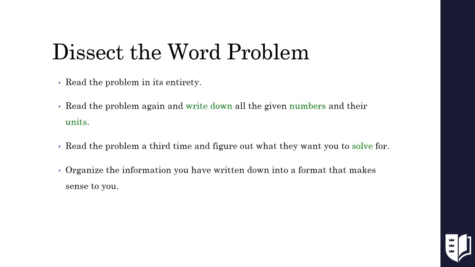The first step is to dissect the word problem to find our important information. First, we need to read the problem in its entirety to understand the context of the problem. Second, we want to skim through the problem again and write down all of the numbers we are given along with their units. Finally, we need to read the problem one more time and write down what the problem is asking us to find. Once we have all of our information, we need to organize it in a way that makes it easy for us to see what we are working with.